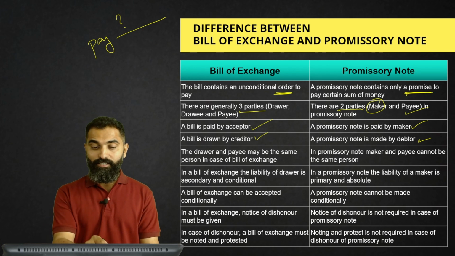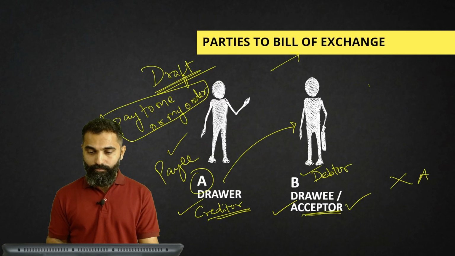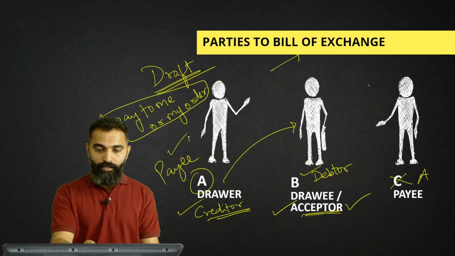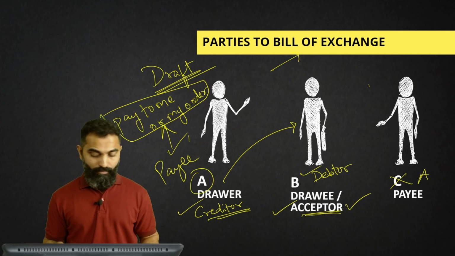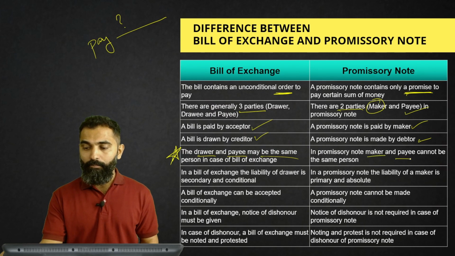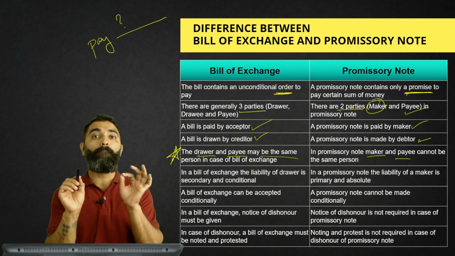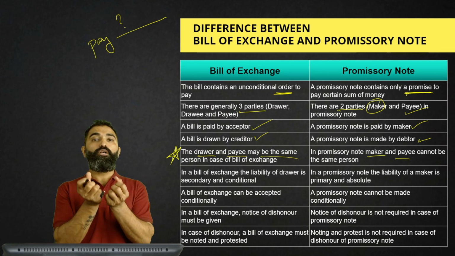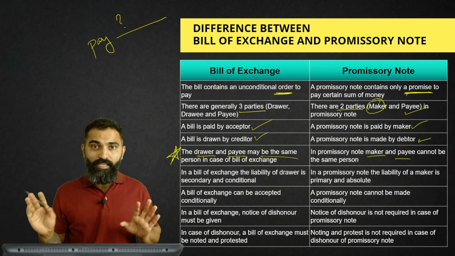Now, just as we discussed, this important point here, drawer and payee may be the same. The example I just gave, this one. The drawer and payee may be the same, but in case of a promissory note, maker and payee cannot be the same, because maker is the person who is going to pay. Payee is the person who is going to get, receive. So it's a north pole, south pole, both can never be the same.